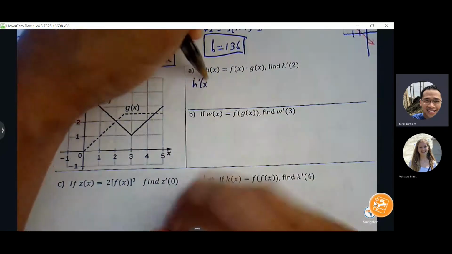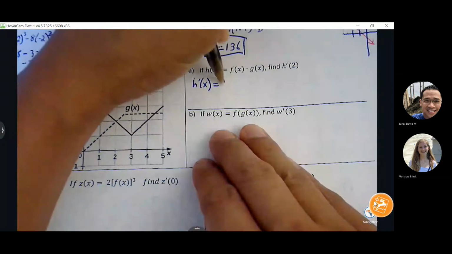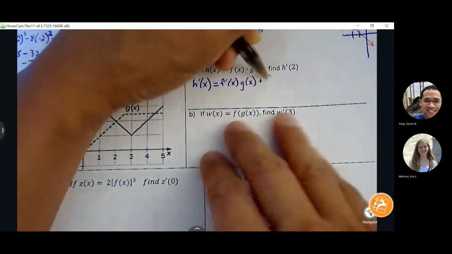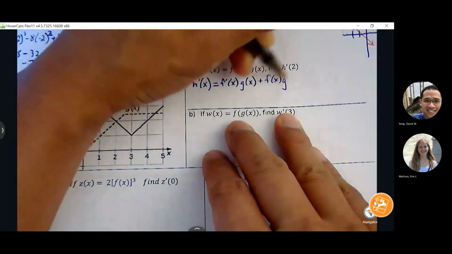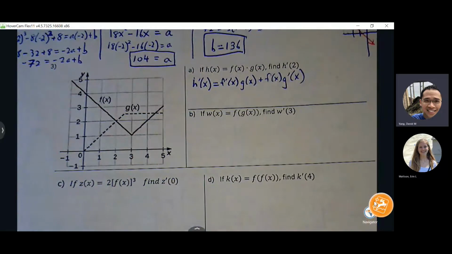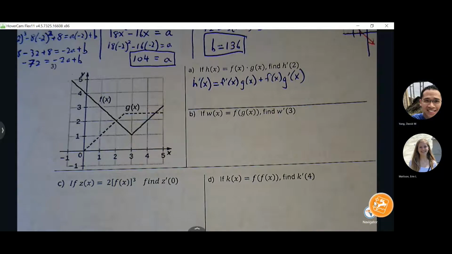h prime is equal to f prime g plus f g prime. Now we can do what? Replace every x with 2, right? Yes. Replace every x with 2.